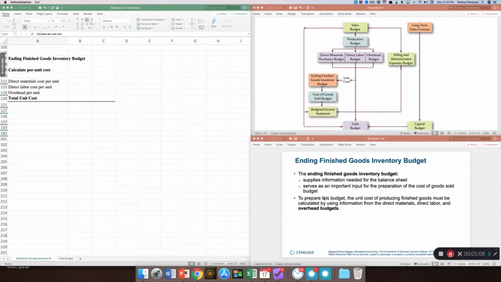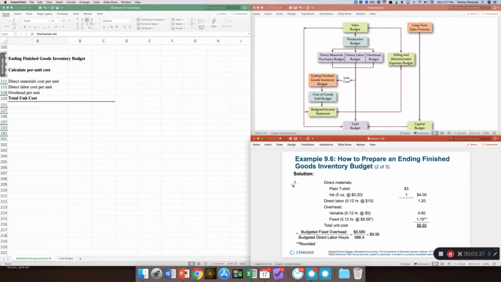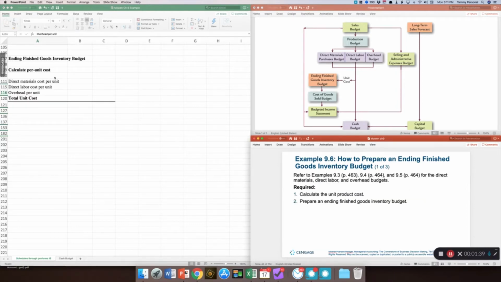So we need to figure out what our unit cost is. We already know how much we're going to have in inventory, but we need to know what we need to value it at. So we need to figure out our per unit cost for direct materials and direct labor per unit and overhead per unit. Okay? So that's what we're going to do first. Actually, I'm going to go ahead and show you this over here in Excel.